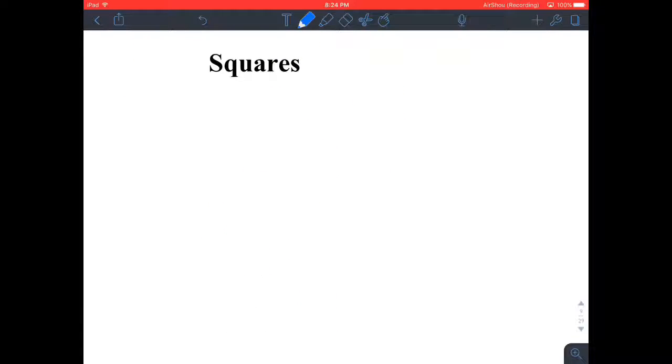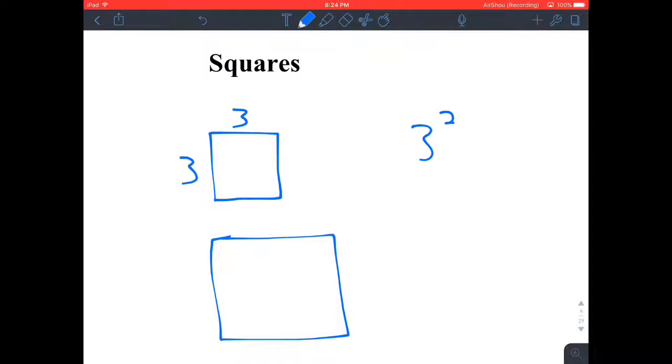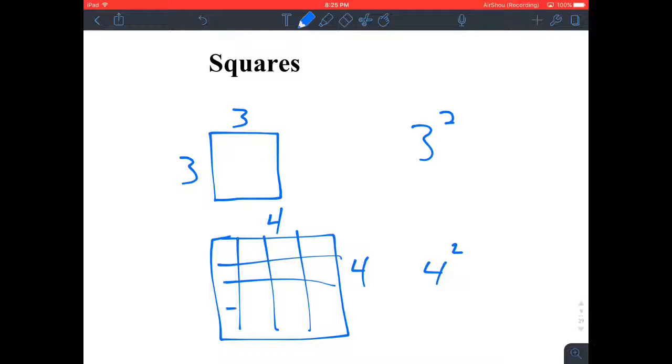Squares. Squares is what it sounds like. It is a square. So if you have something like 3 squared, it means you have a square that's 3 by 3. If you have a square that's 4 by 4, that is 4 squared. How many squares are inside there? Well, there's 16. 4 squared is 16. 4 times 4.